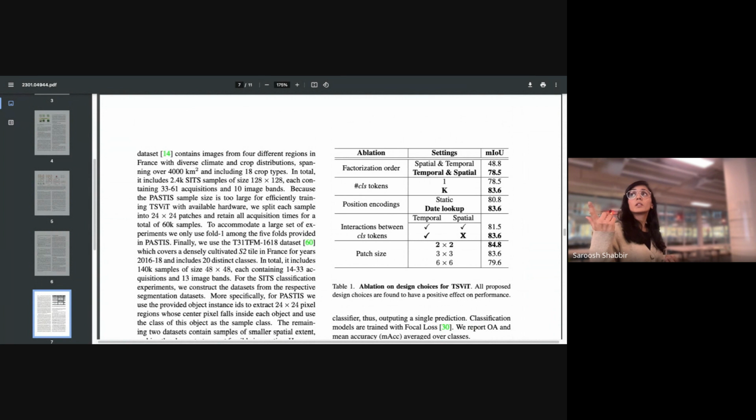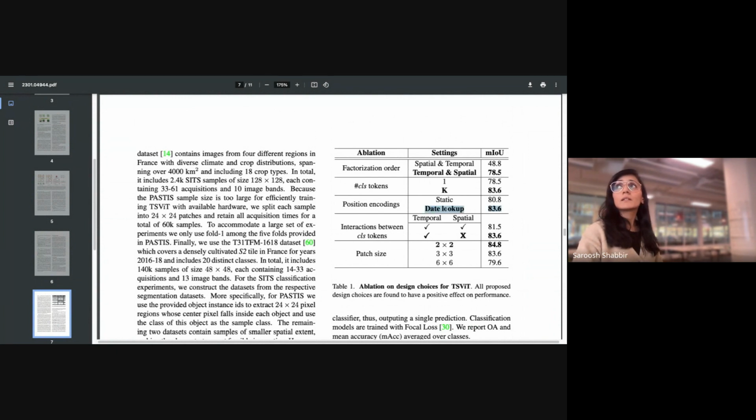Then they also compare if it matters for the number of class tokens they add, and for the temporal encoder, we saw that they added more tokens for each time acquisition point, and that improves the accuracy also. Then the position encoding: static, as we were talking about, or whether it should be based on the temporal encoding, the temporal acquisition point.